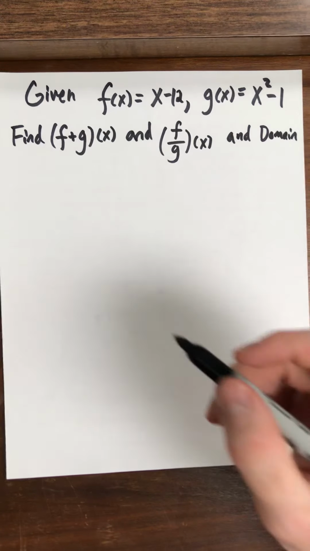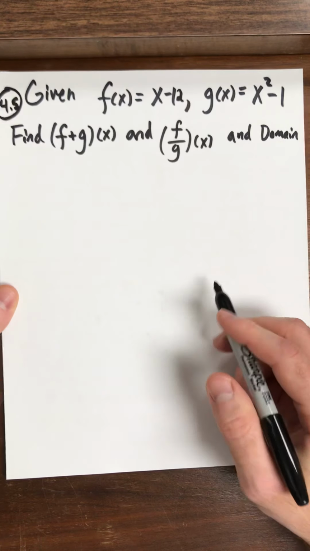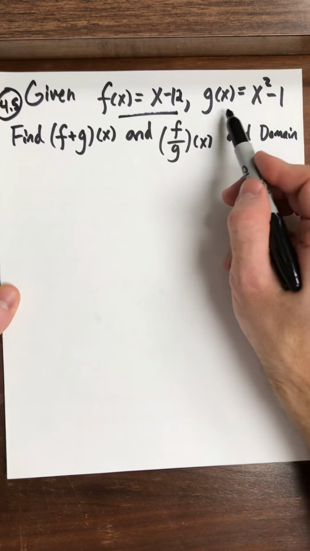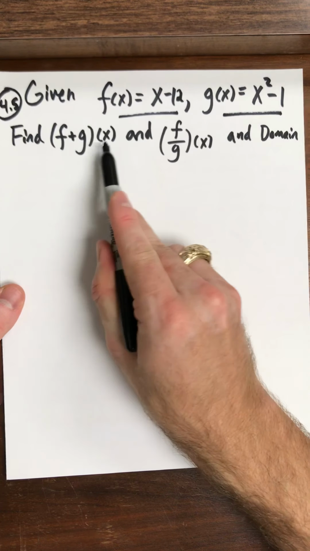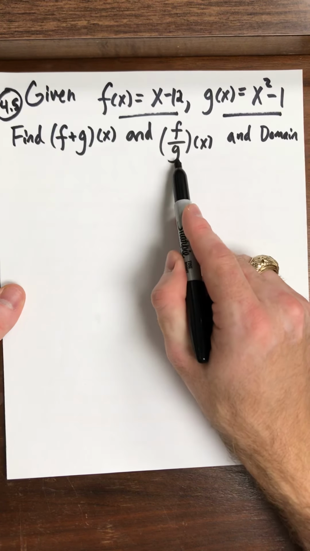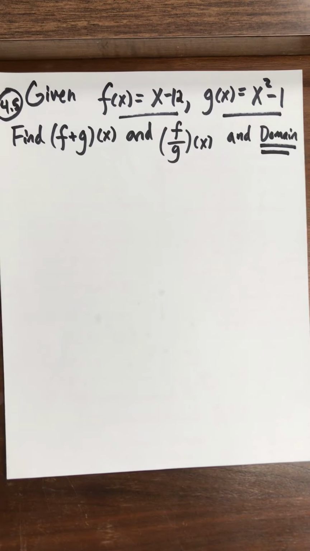Okay, so we're continuing 4.5. We're given two functions, f of x and g of x here. And I want to find f plus g of x and then f divided by g of x, and then the domain that goes along with them.